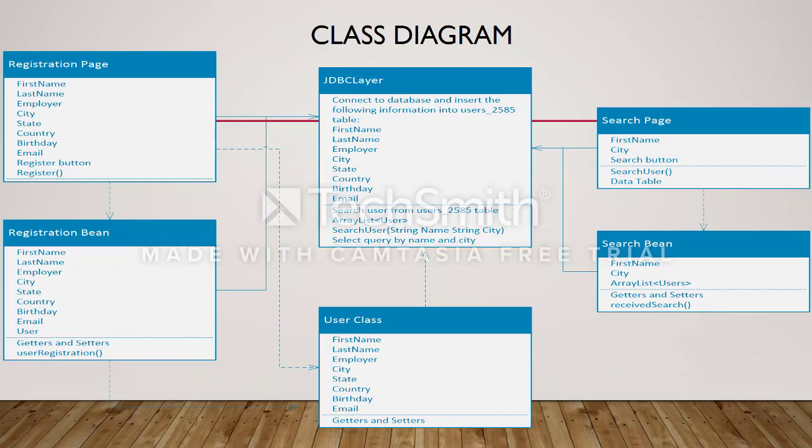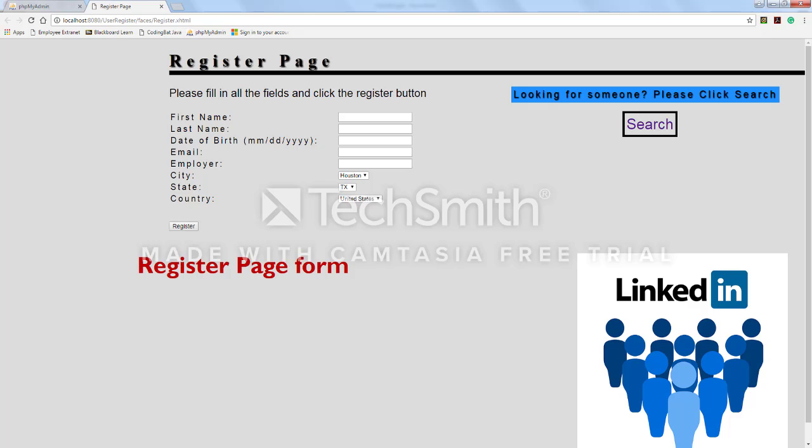The registration bean and search bean is the middle layer. Our third layer is the internal level, the physical representation of the database. It describes how the data is stored in the database. The JDBC layer represents this third layer. Here we also have a user class. The user class is an object that will store the methods for each data entered by the user and will later be retrieved.